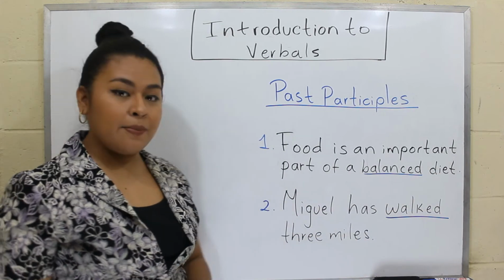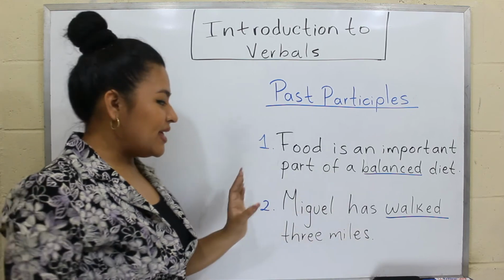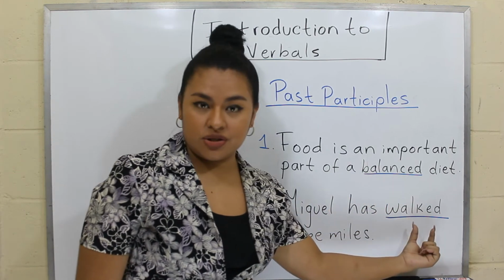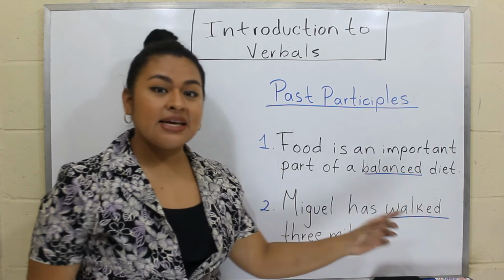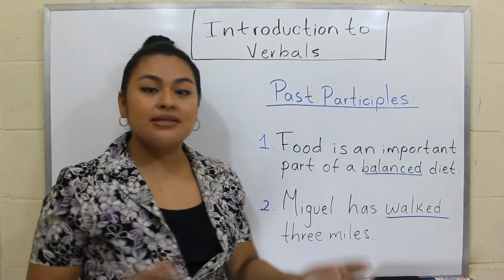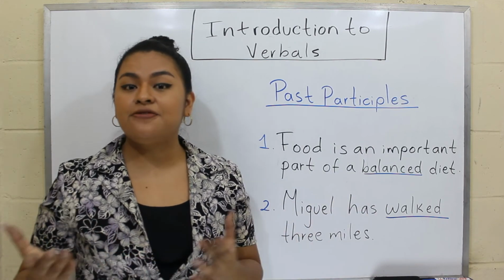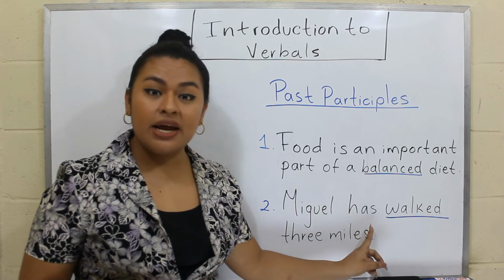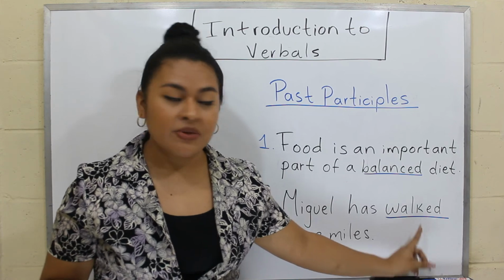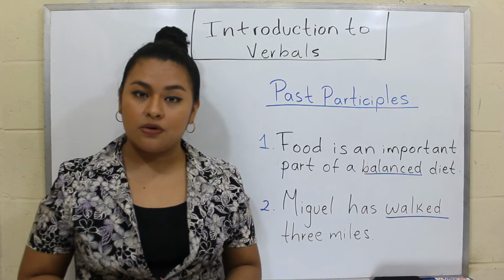And in the next example, Miguel has walked 3 miles. In this example, the past participle is walked. And in this case, it is not an adjective anymore. It is acting as a part of a perfective form. Because as we know, perfective forms have the auxiliary has or have and the verb in the participial form. So we say that this verb is a past participle.